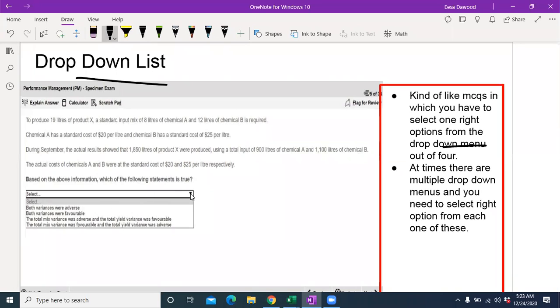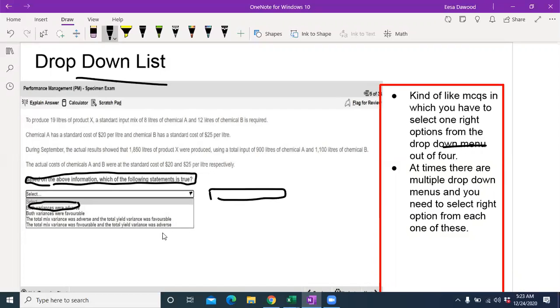Yeah. You're going to select this after reading the question and reading the requirement very carefully. Now then you're going to select, and there will be 4 answers. You need to pick one answer out of that. And at times there are 2 drop down menus.